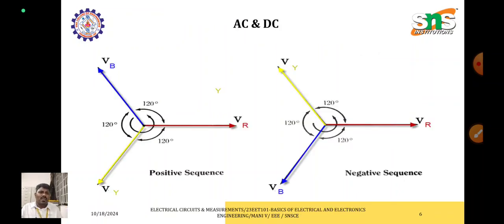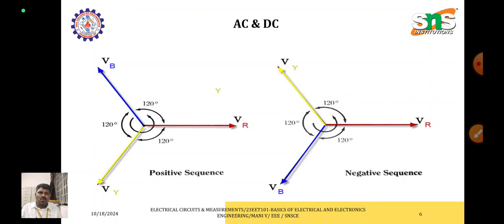So here the AC and DC, this is AC. It has a positive sequence, negative sequence, and zero sequence component. So what is the difference between the positive, negative, and zero sequence component? It is only with respect to the direction.